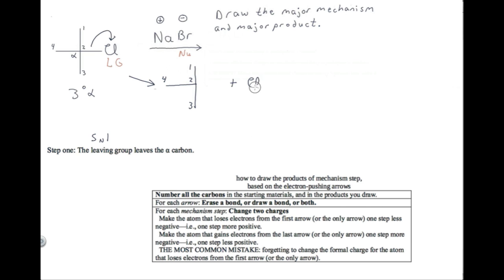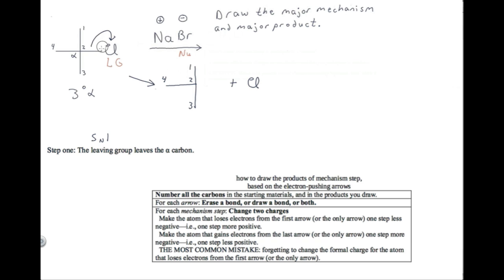How do we get the charges right? Well, for every mechanism step, we should change 2 charges. We should change a charge at the beginning of our string of arrows and a charge at the end of our string of arrows. Who is the atom that's losing electrons at the beginning of our string of arrows? Notice that in this case, there is only one arrow. The string or series of arrows is just this one single arrow.